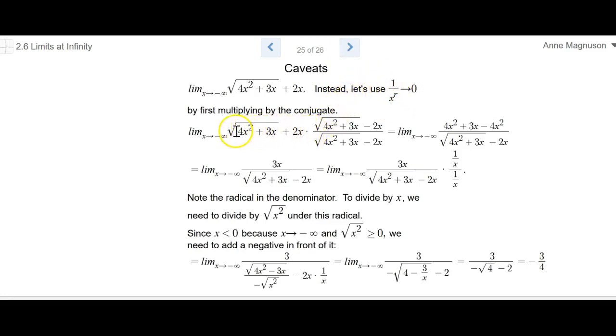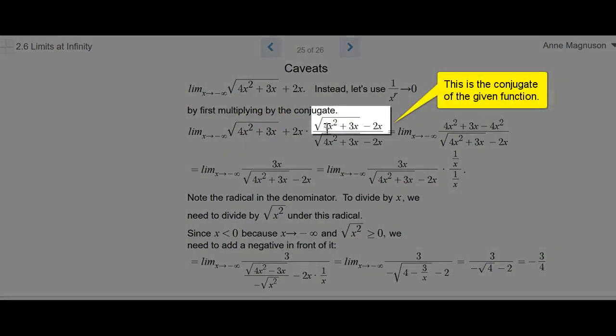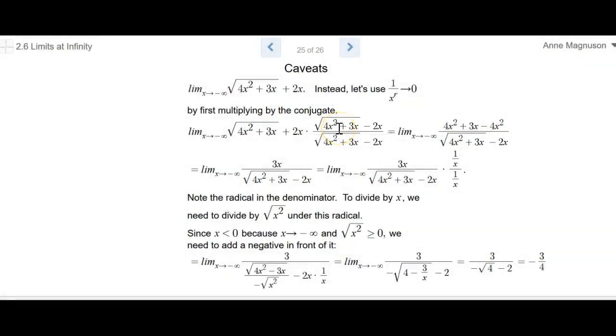As is often the case when you have a radical plus another term, we are going to multiply by the conjugate. So we're going to multiply by 1 in the form of the numerator and the denominator of a function being the conjugate of this guy that we're given. And I do that, the radical is eliminated in the numerator, and I end up with 3x in the numerator.